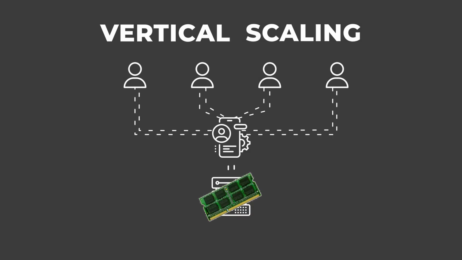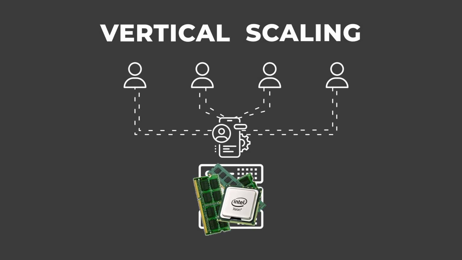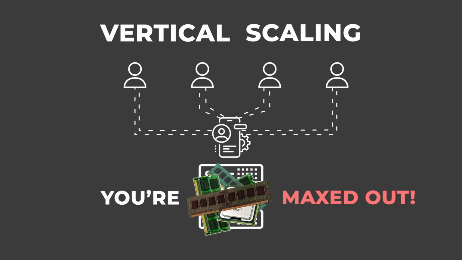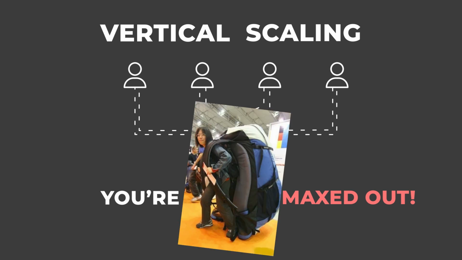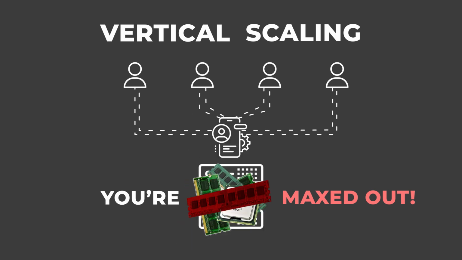Vertical scaling is when you slap more power, CPU or memory, onto a single server. And sure, it helps, but eventually you'll max out and realize, oh, we hit a wall. It's like trying to fit your entire wardrobe into a carry-on. Spoiler, it doesn't work forever.